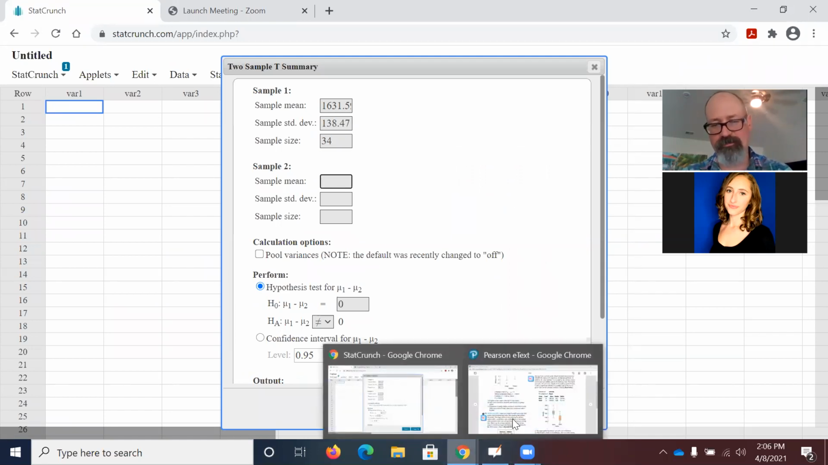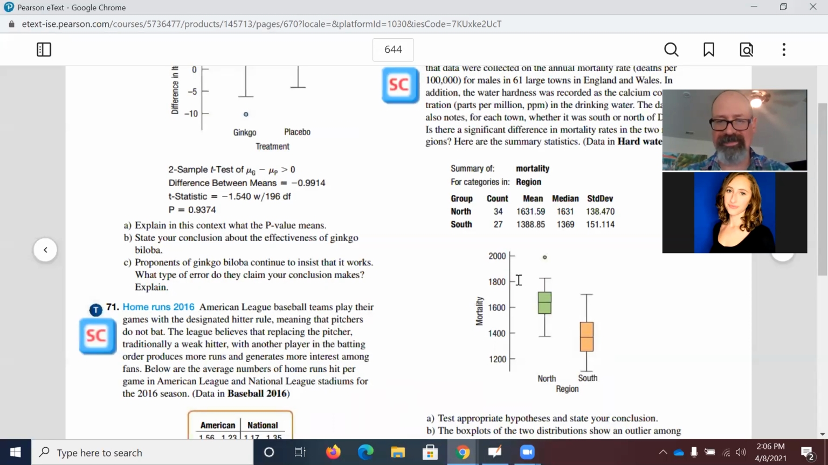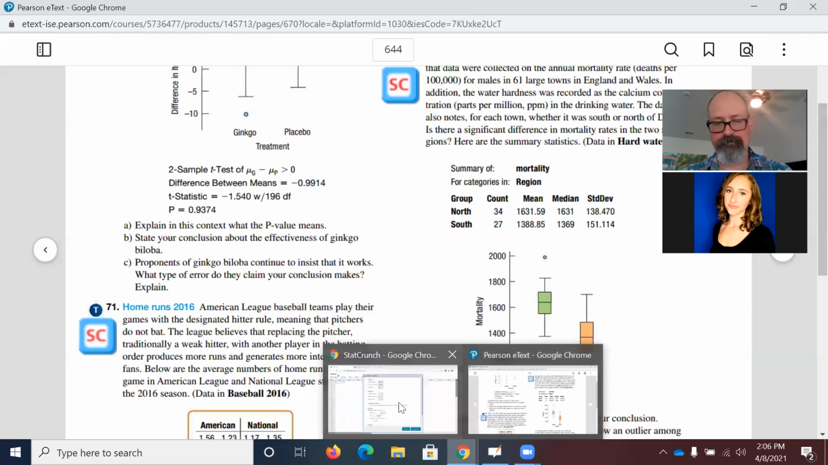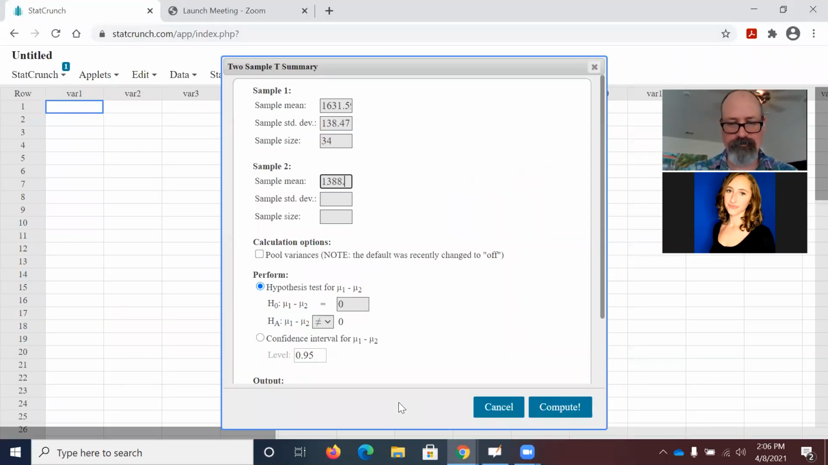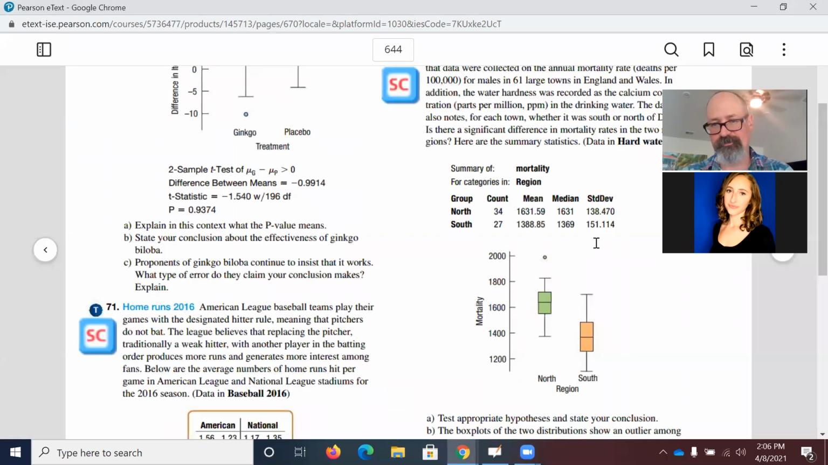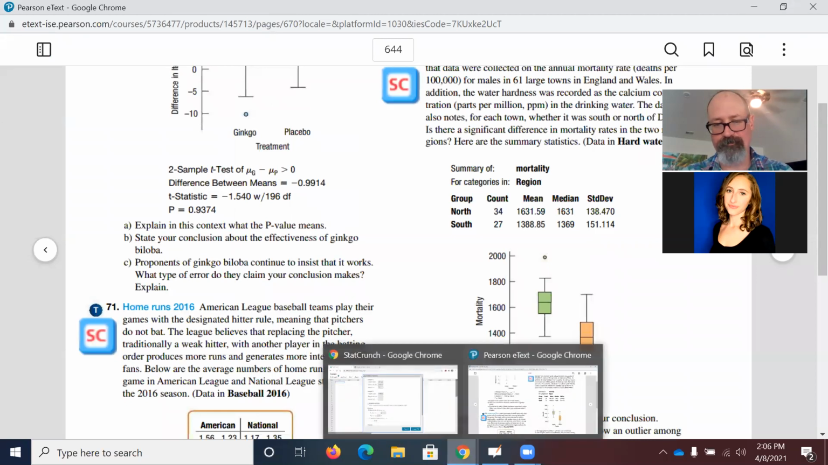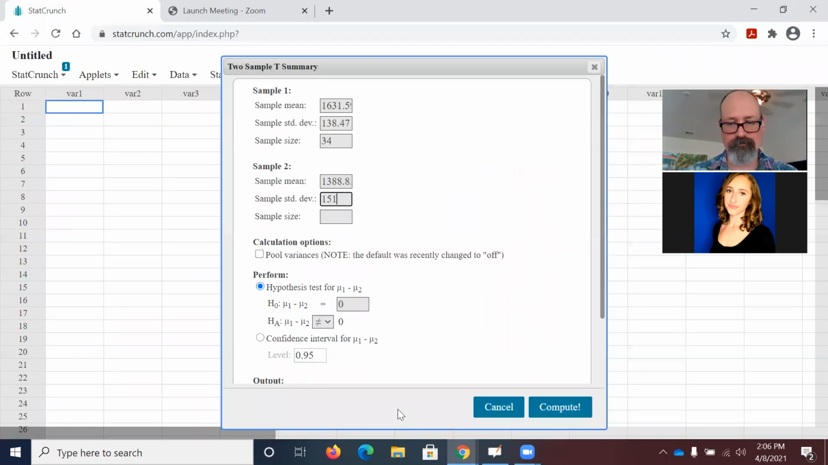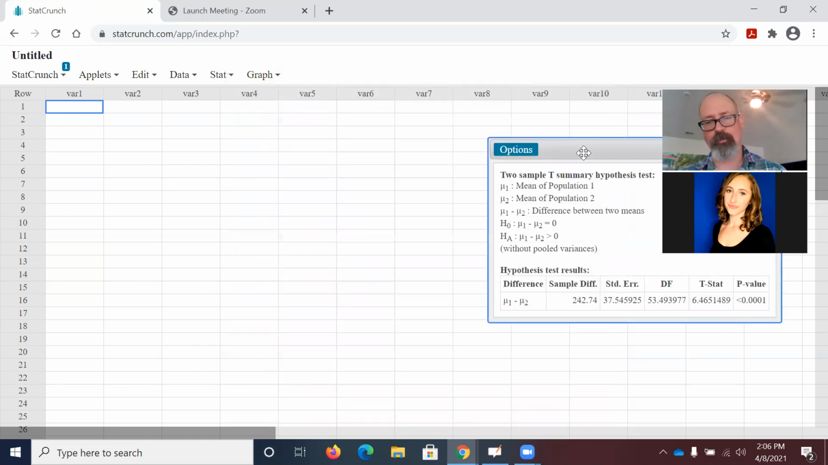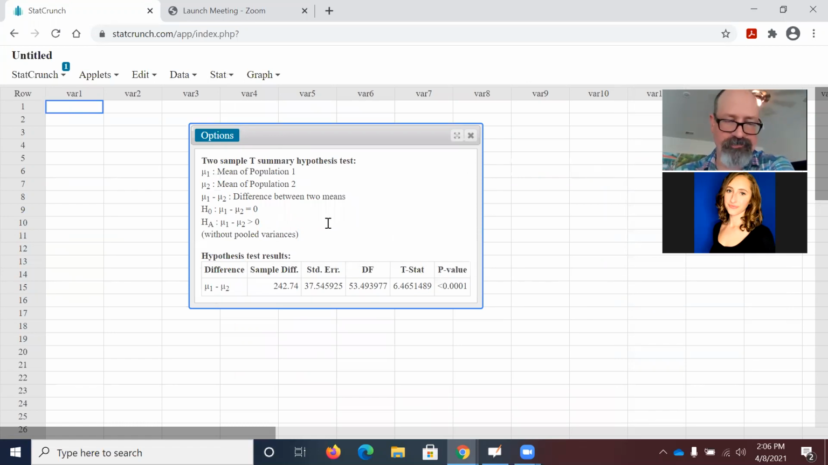The sample mean from the south is 1388.85. The sample standard deviation from the south is 151.114, and the sample size there is 27. I'm looking at a one-sided test, so I'll choose that inequality as my alternative. I'm not really indicating much about the level of significance, but I hit compute, and what do I wind up with? The sample difference is 242.